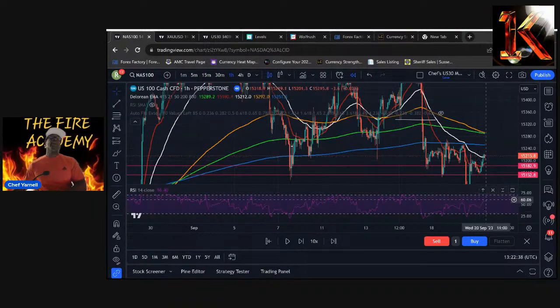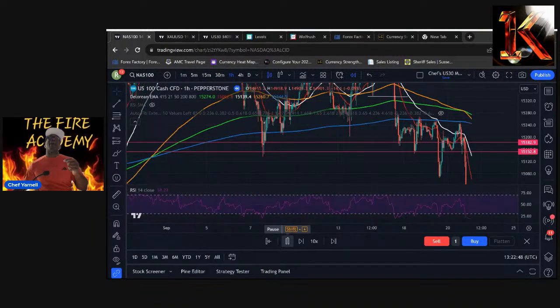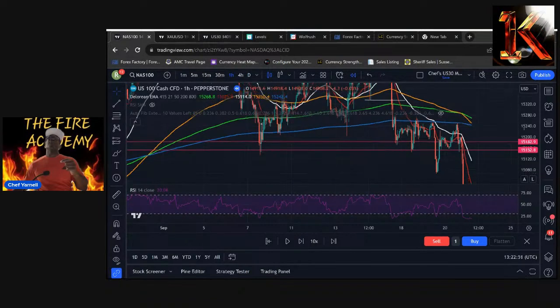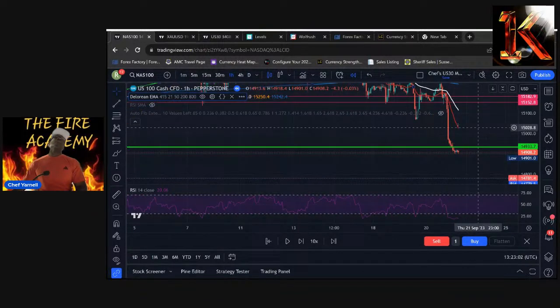Look how much room we had in the RSI. We had a ton of room in the RSI for a sale. So when news hit, this is what happened right here. The news hit, and we had a dramatic sale. Did you see that drop from 15,152 to 14,908?